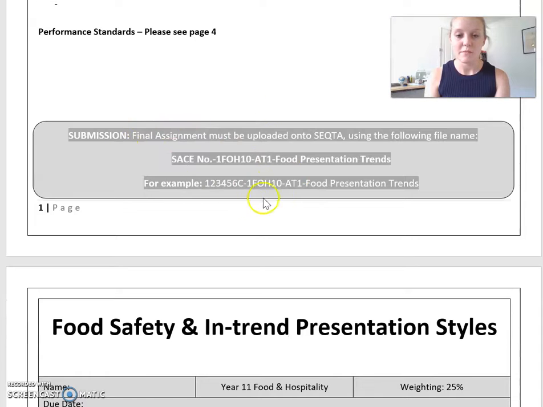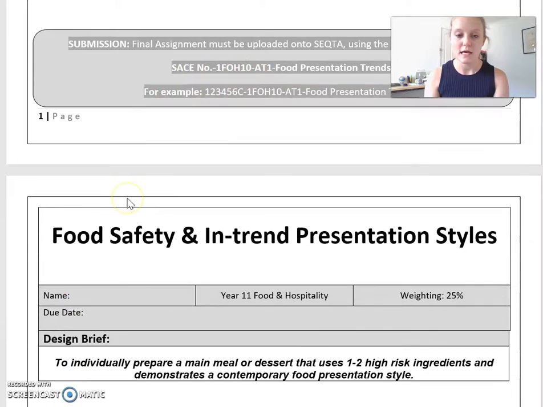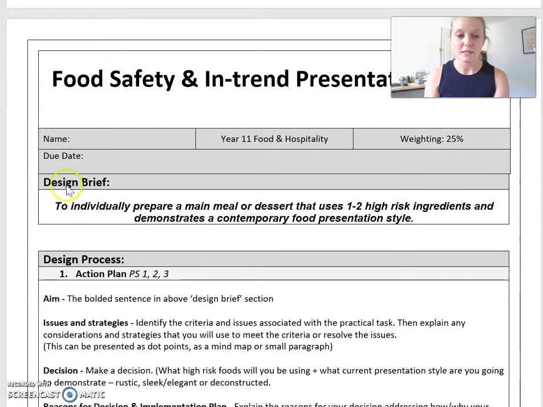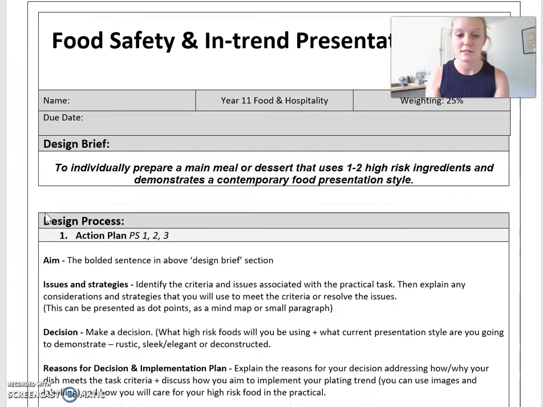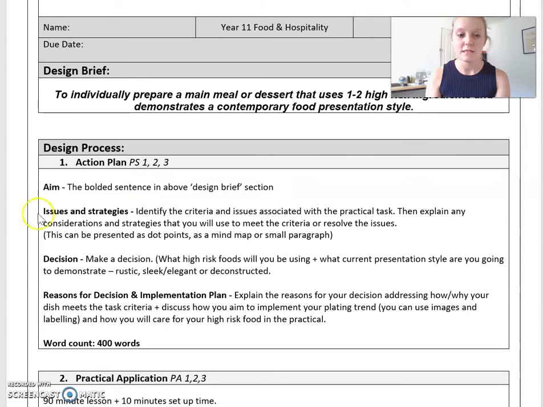Here's just some information about how you need to submit your work onto Sector, so saving the file name, okay, with those details. All right, so we've read through our design brief, which is to individually prepare a main meal or dessert using 1 to 2 high-risk ingredients and demonstrating a contemporary food presentation style. So our first step is you are going to have to complete an action plan.